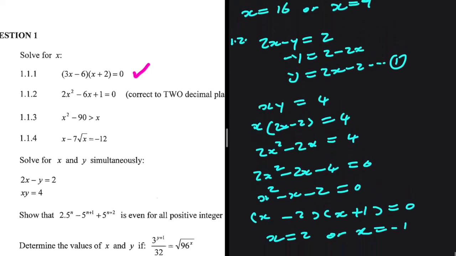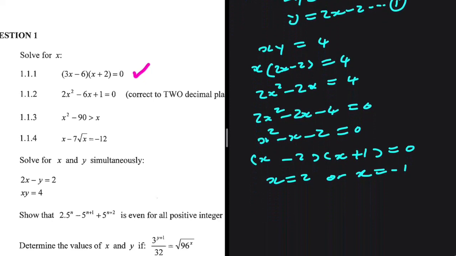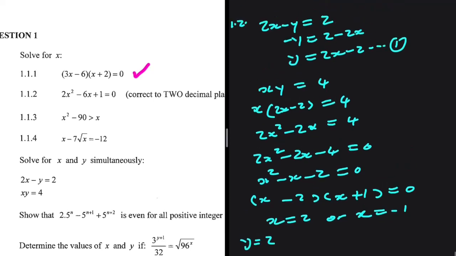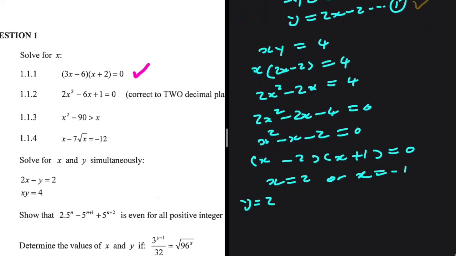If x is equal to 2, what is the value of y? Let's find out. When x is equal to 2, y will be equal to 2. I'm substituting into this equation. Right. y will be equal to 2 multiplied by 2 minus 2. y will be equal to 2. Or y will be equal to 2 multiplied by minus 1 minus 2. So y will be equal to minus 4.